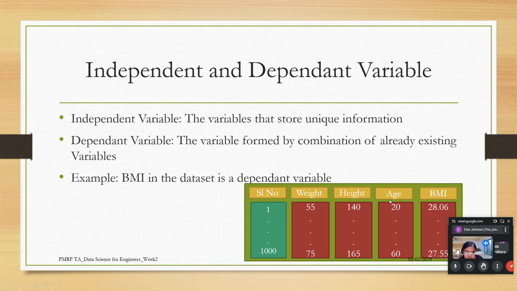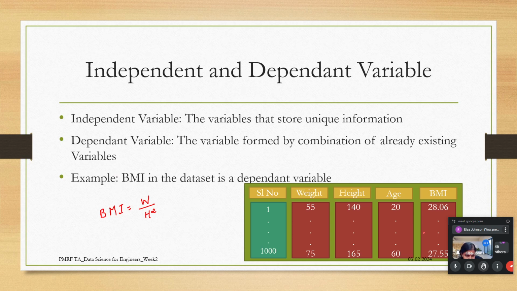Okay, now independent and dependent variables. So independent variables are variables that store unique information. Dependent variables are variables that are formed by the combination of already existing variables. So here I had shown a data set containing serial number, weight, height, age, and then there is BMI also. So BMI is something that you can create from the other things, like for example, BMI can be given by weight by height square, like that. Like that you can represent it, right?